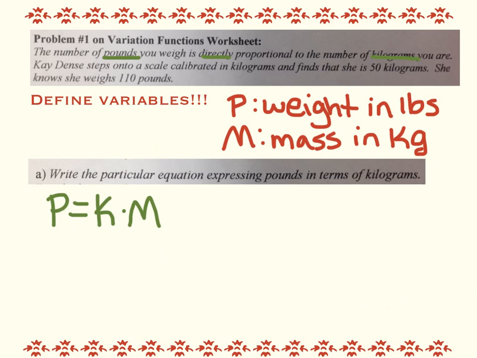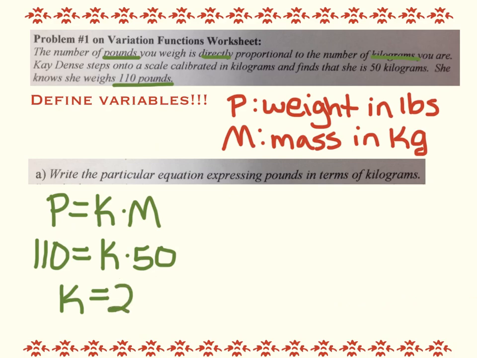Now, they gave us some numbers in our problem, so we're going to plug those numbers in. It says that K weighs 110 pounds, so I'm going to put 110 for the pounds. We don't know the constant yet, but we do know the mass that goes with 110 pounds, and that's 50 kilograms. So 110 equals K times 50. We're going to divide both sides by 50 and get K equals 2.2.